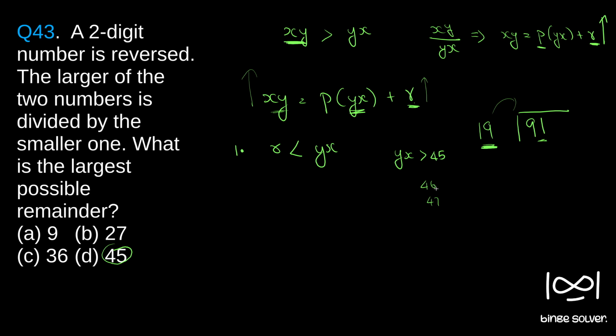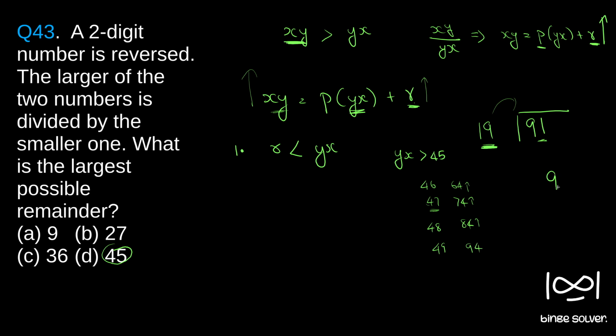But on reversal, 46 only gives 64, and 47 reversal gives 74. As you can see, this number is increasing, and the other is not increasing as much, so the remainder will be larger. So 48, if you take 84, it's increasing. And 49, if you take 94 as the reversed number.